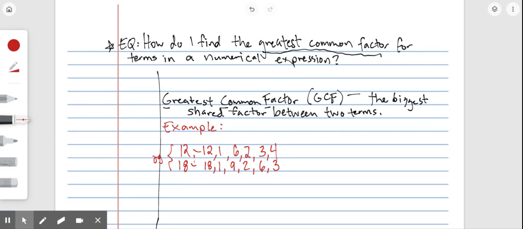Now I'm going to look through this list and find the biggest common factor. First I'll look at common factors. They both have the number 1 in common, the number 2, the number 3, and the number 6. So their greatest common factor is the biggest number that they share, which is the number 6. So we just found their greatest common factor by listing the factors of each.